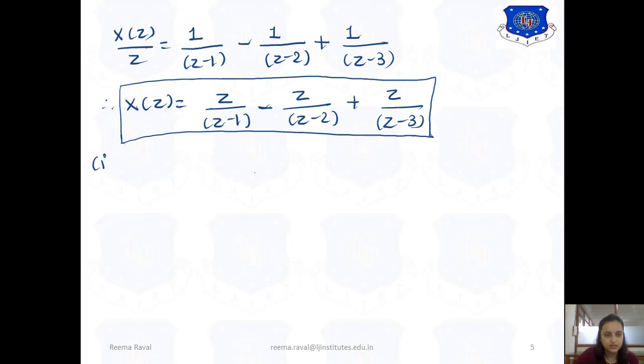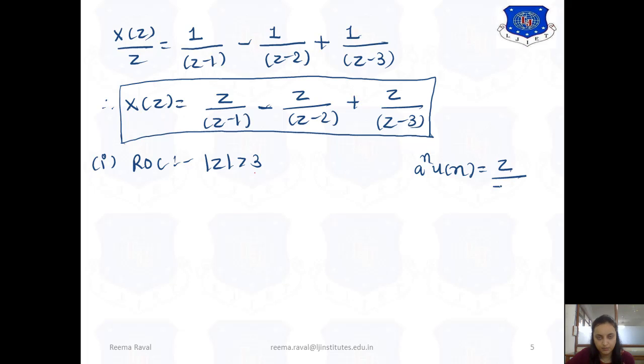First ROC case is |z| greater than 3. Now as you can see here, the minimum value is 1 and the maximum value is 3. That means when we are considering the maximum case, it should be always obvious that it is greater than 2 and 1. Now remember the formula which we have seen in the previous sessions. We have seen that for aⁿ u(n), the Z transform was z upon (z − a), for which the ROC was |z| greater than a.